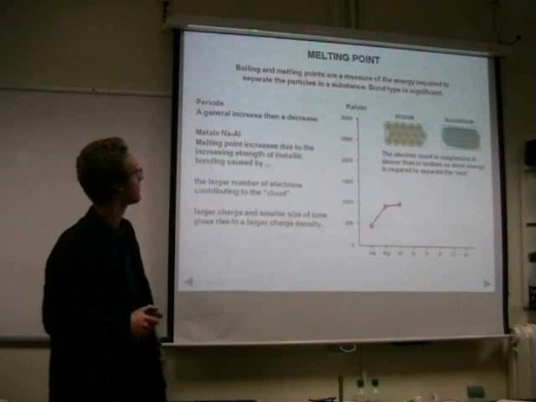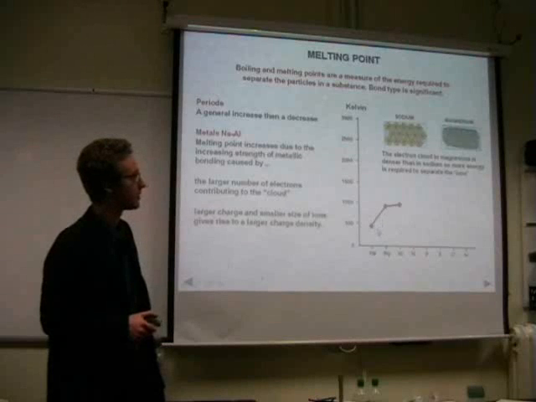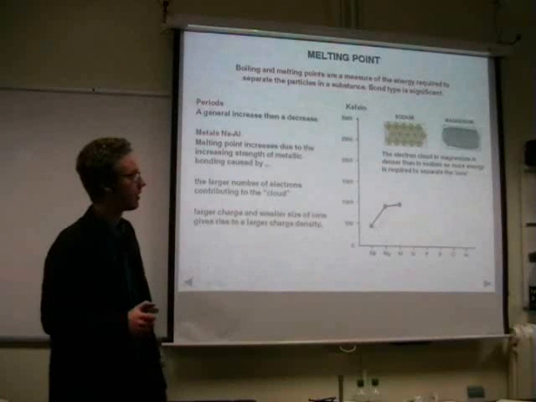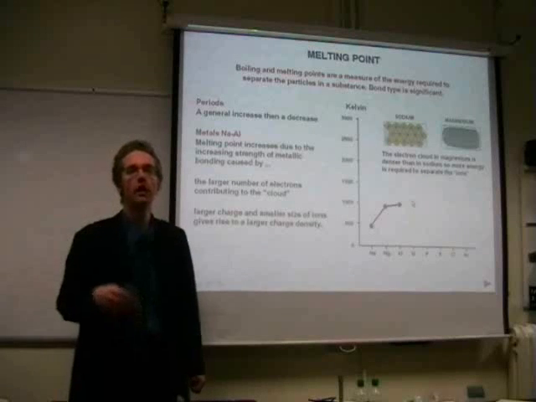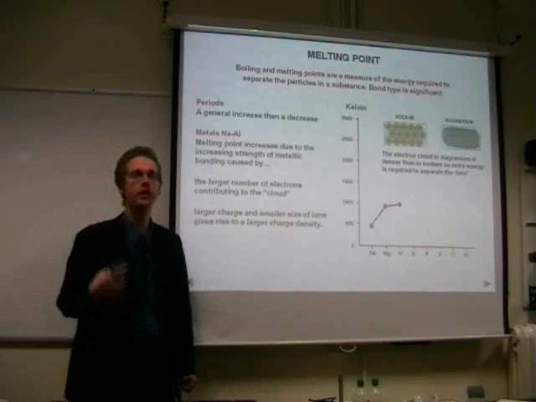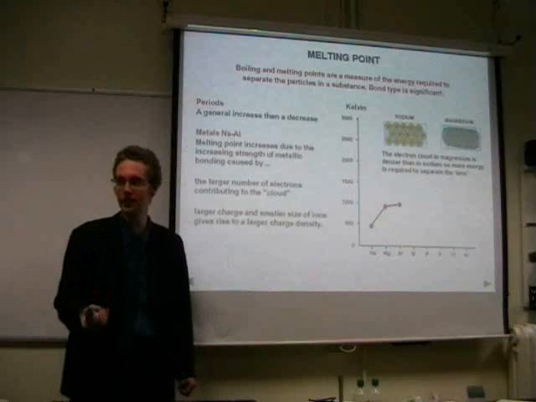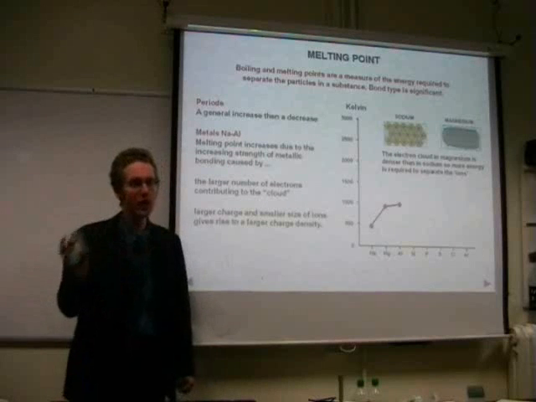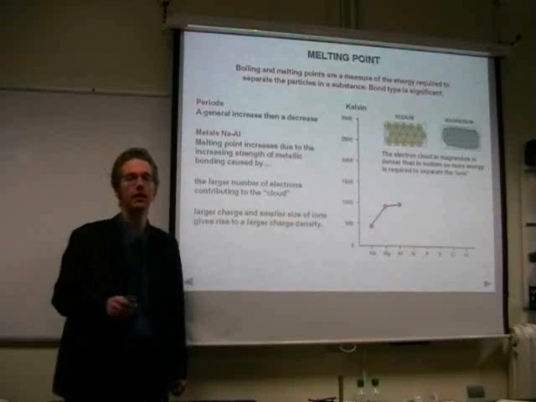Melting point. Okay? Sodium to magnesium to aluminium increases melting point because you get increasing number of delocalized electrons, greater attraction between the ions and the delocalized electrons.